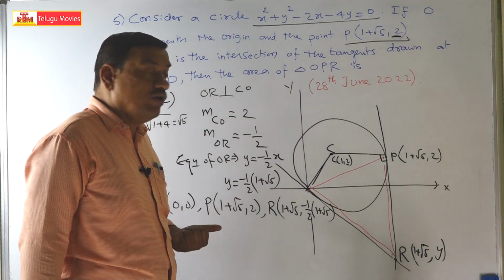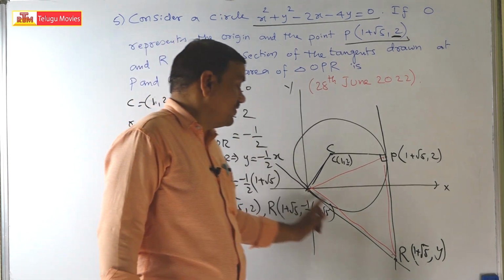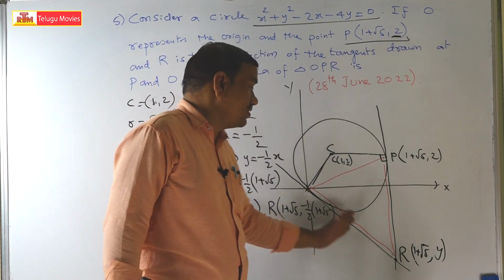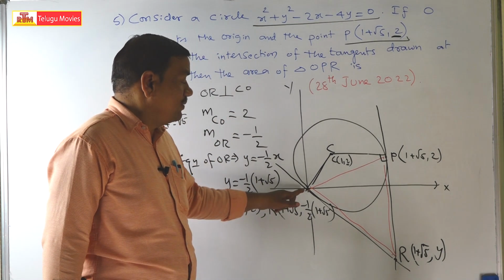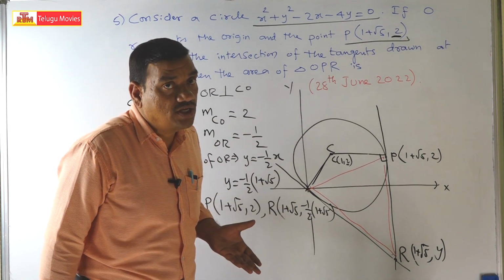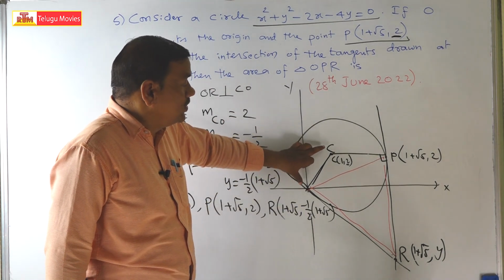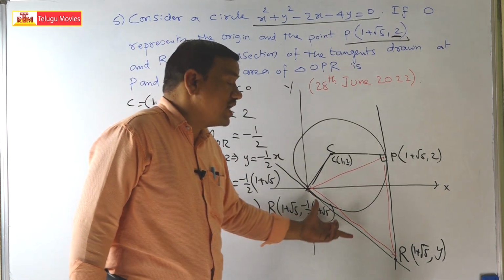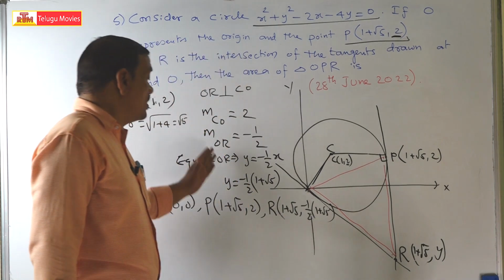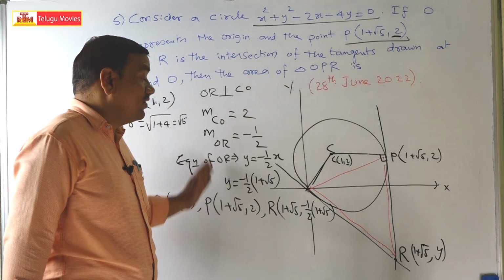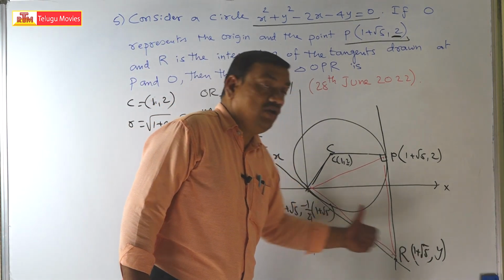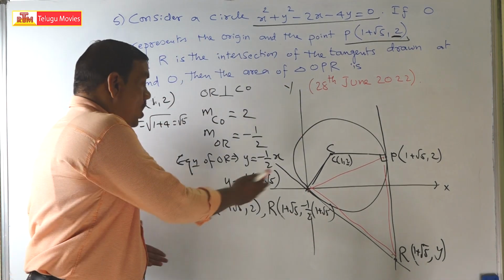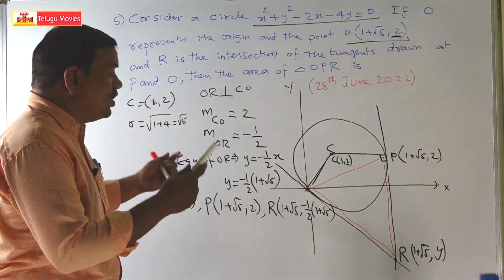Okay now, to find the y coordinate, you should know the equation of the line. So how to find the equation of the line? If you know the point 0, 0, you have to find the slope. How to find the slope? These two are perpendicular, so OC slope is 2, therefore OR slope is minus 1 by 2. You got the equation of the line. Therefore, if you know the x coordinate, you know the y coordinate. So after knowing all 3 points, find out the area of the circle.